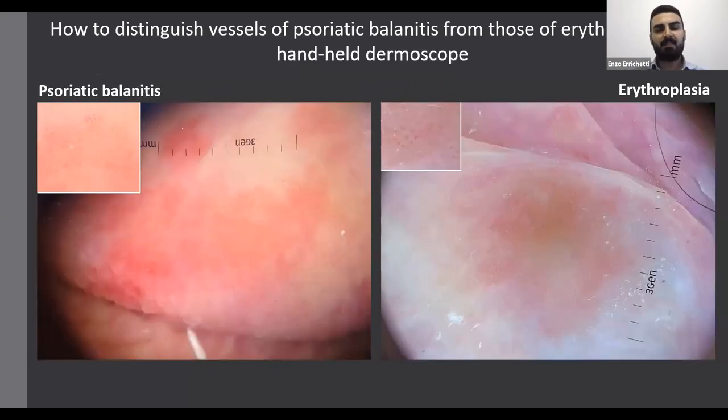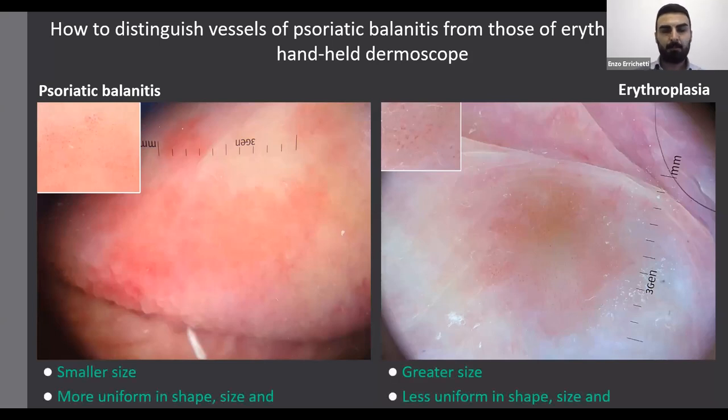The problem here is that it is very difficult to distinguish the dotted vessels of psoriasis or psoriatic balanitis from the dotted vessels of erythroplasia, especially with a handheld dermoscope. But we do have some tips. In psoriatic balanitis, vessels are smaller, but most importantly, vessels are more uniform in terms of shape, size, and distance among each other. So they are very, very similar to each other. On the other hand, in erythroplasia, vessels are greater in size, but most importantly, they are less uniform in terms of shape, size, and distance among each other. So these might be the clues that help us differentiate these two conditions. But of course, histology remains the gold standard.